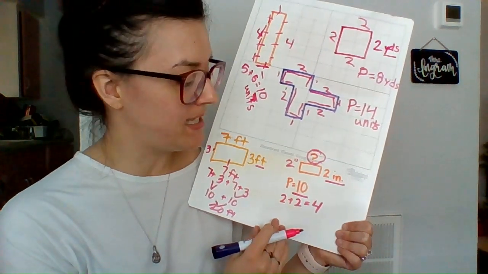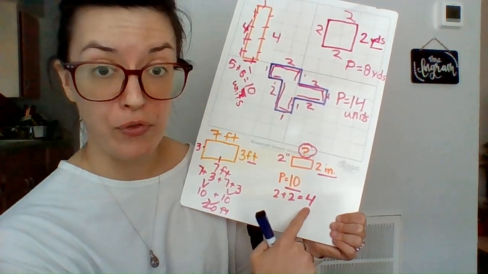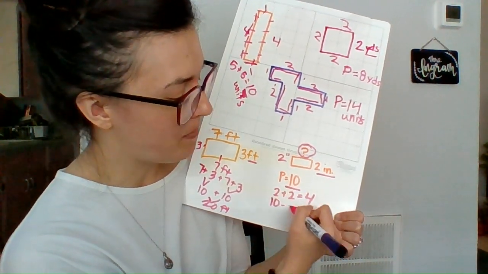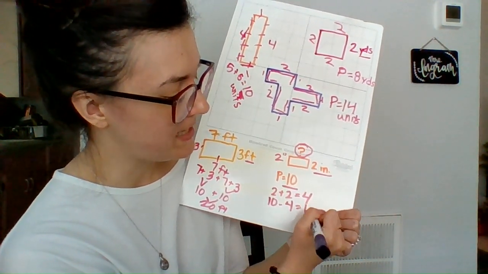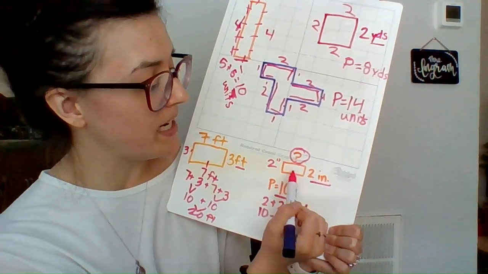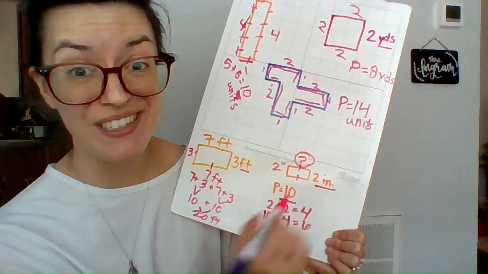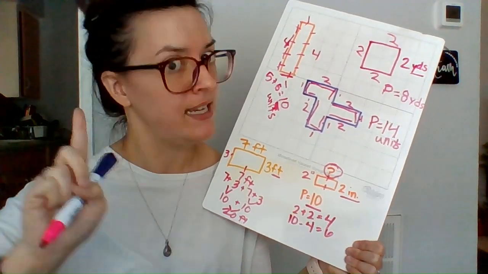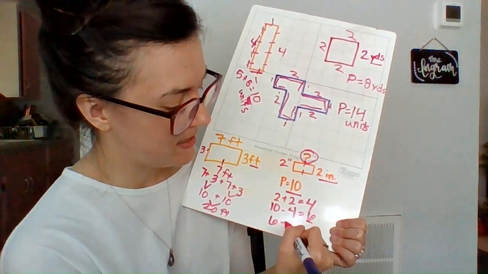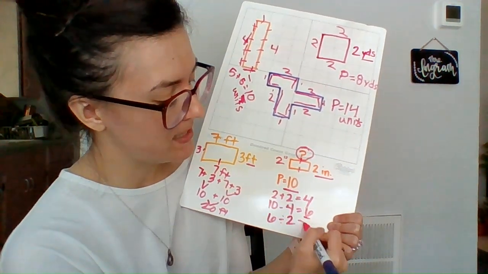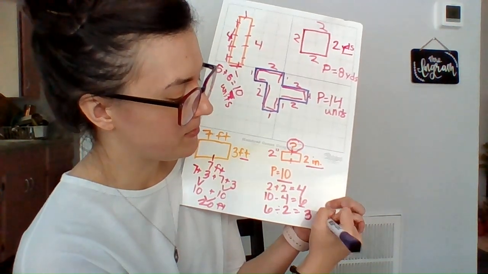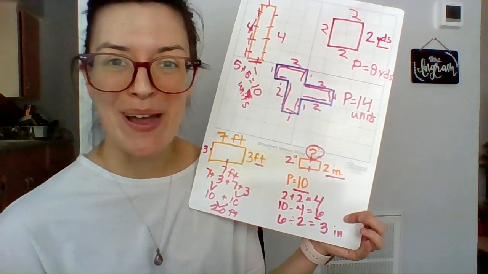Next, I need to subtract what I know, 4, from my perimeter. So I've got 10 minus 4 equals 6. And then my very last step is going to be dividing by 2, because remember, we're actually solving for 2 side lengths, not 1. So I'm going to take that 6 divided by my 2 sides equals 3. So 3 inches would be my missing side length.